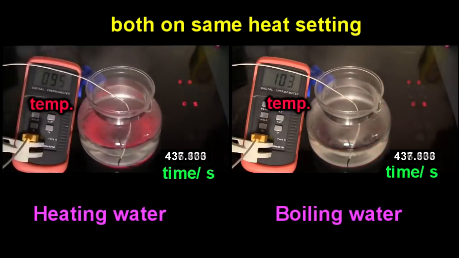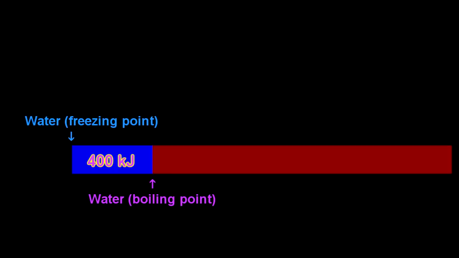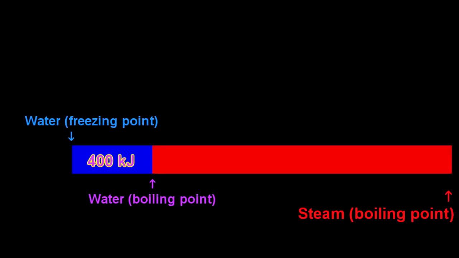The calculations are trivial to do. The energy it takes to heat 1 kilo of liquid water from freezing point to boiling point takes about 400,000 joules. The energy it takes to take that same water at 100 degrees Celsius and turn it into steam at 100 degrees Celsius is about 2 million joules.